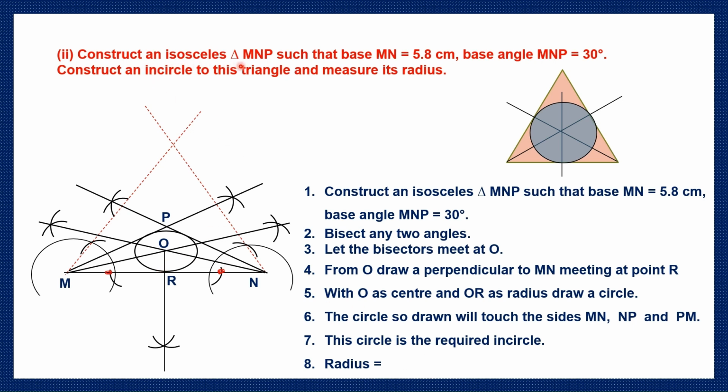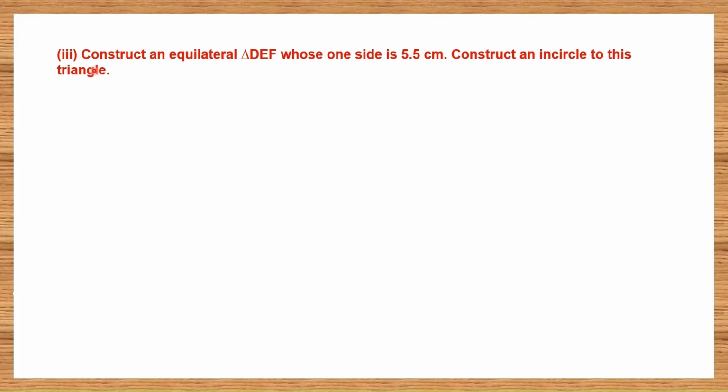We constructed an isosceles triangle and then we constructed an incircle to this triangle and we measured its radius. Question 3. Construct an equilateral triangle DEF whose one side is 5.5 centimeters. Because it's an equilateral triangle, all three sides are the same. So one side's measurement is enough to construct this triangle. So first we do that, then we construct an incircle to this triangle.